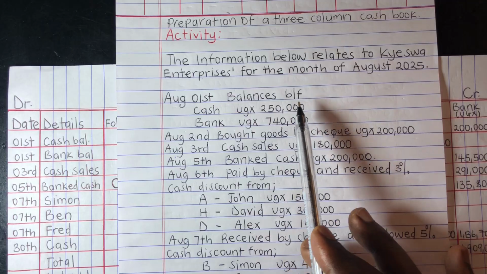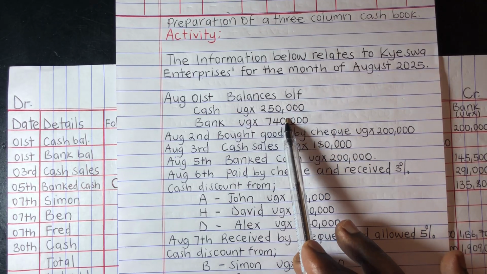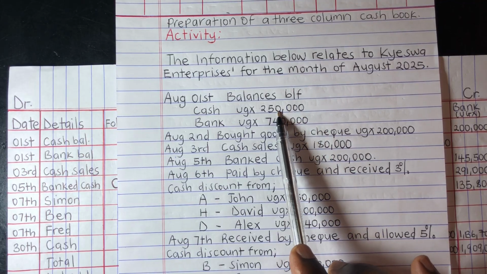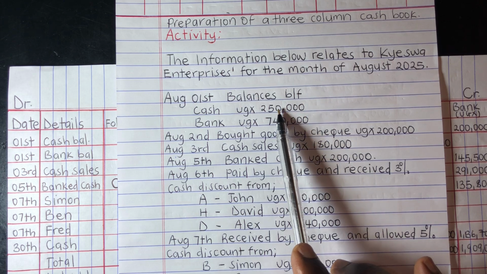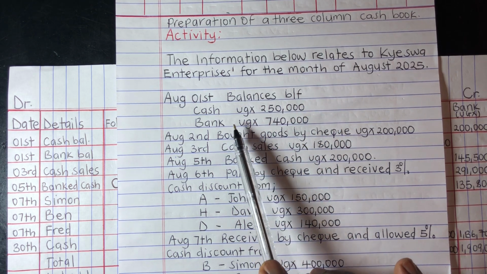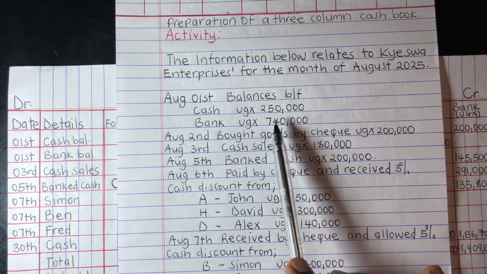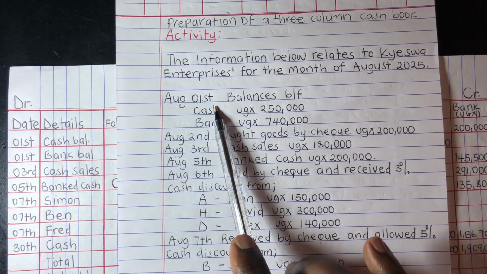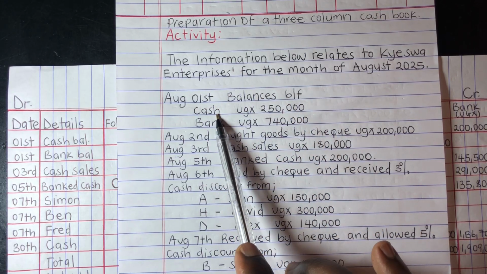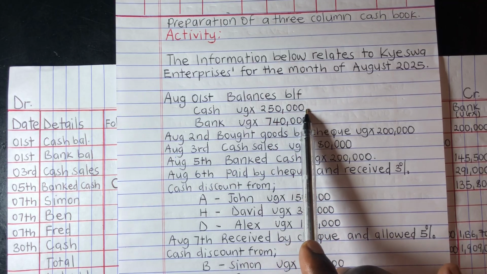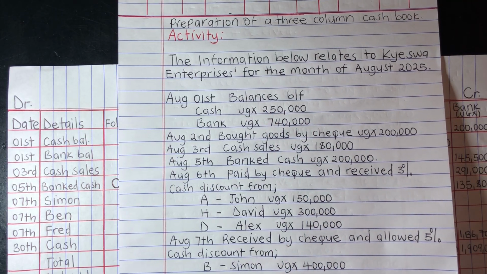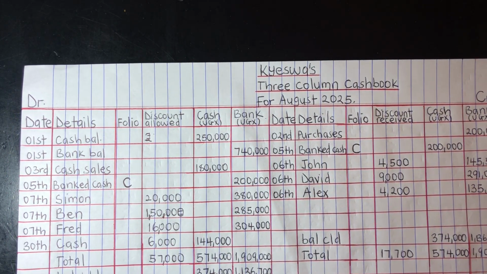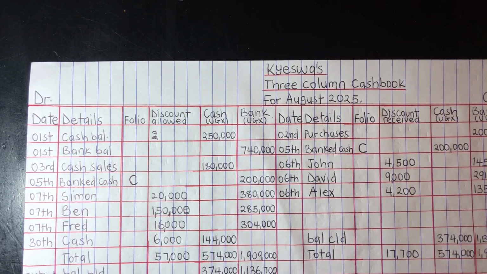In the 3-column cash book, the concept of debit and credit applies here. So all transactions that are bringing money into the business are recorded on the debit side. If it is cash, we record it in the cash column on the debit side. If it is bank, we record it in the bank column on the debit side. So here on August 1st, the balance brought forward for cash was UGX 250,000, so we record 250,000 in the cash column on the debit side.